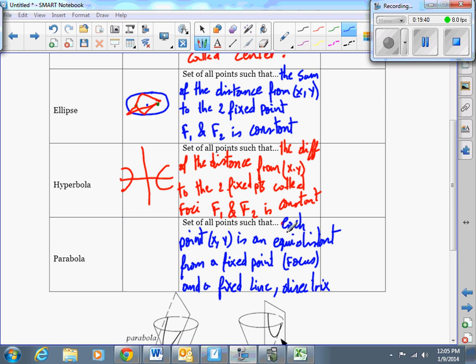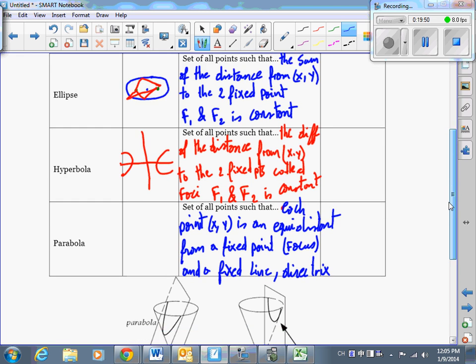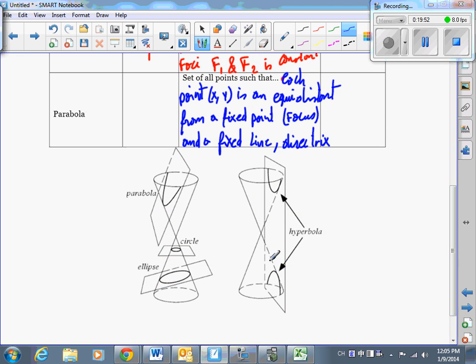We have a set of all points such that each point (x, y) is equidistant from a fixed point called the focus and a fixed line called the directrix. And below here you have better pictures. This shows you the hyperbola, the circle, and so on.